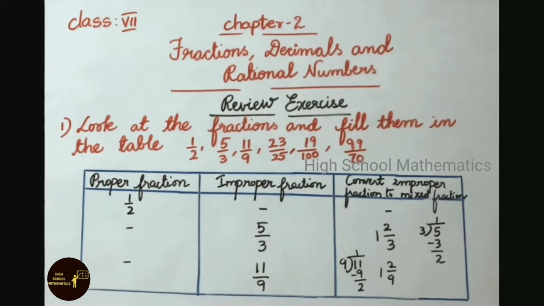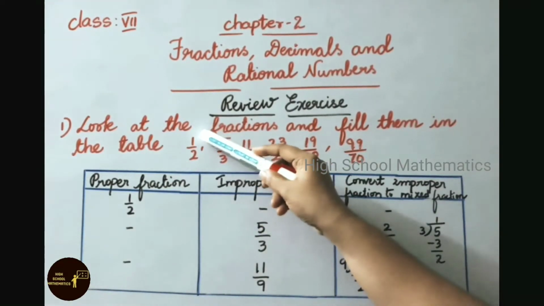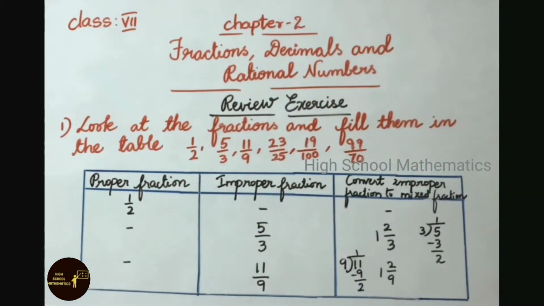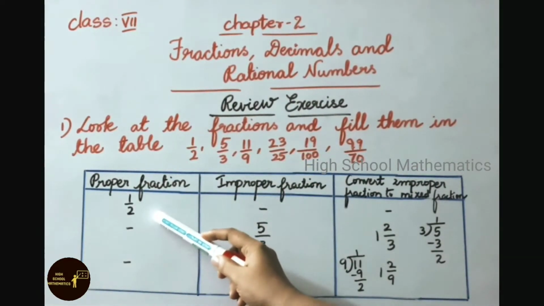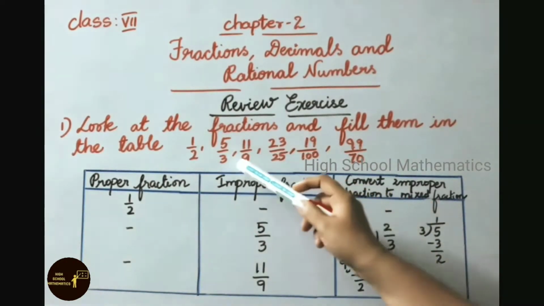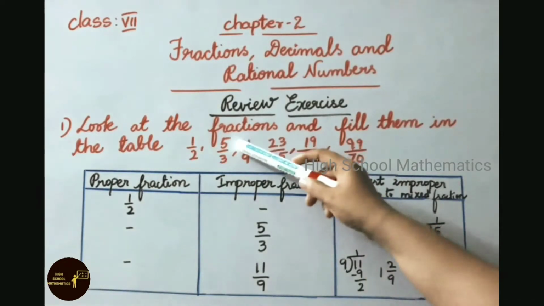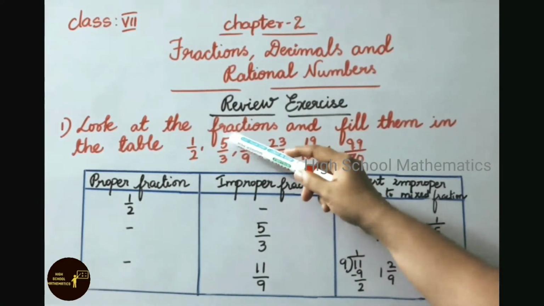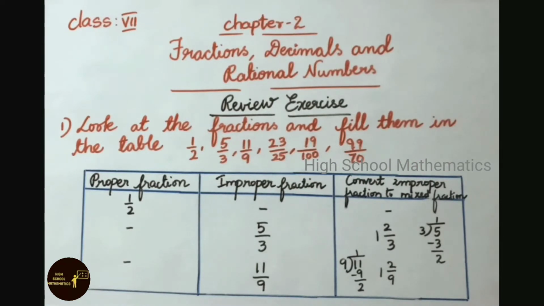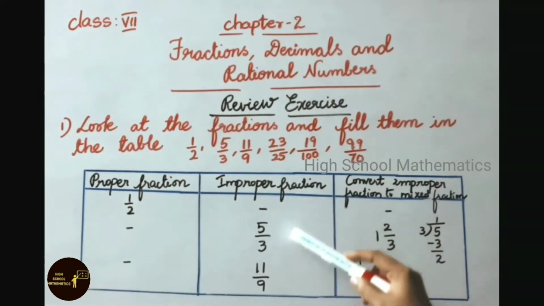A fraction in which the numerator is less than the denominator is called a proper fraction. See 1 by 2, here the numerator 1 is less than the denominator, so it is a proper fraction. So we have written it under proper fraction. Now the second fraction, 5 by 3. First let us see what an improper fraction is. A fraction in which the numerator is greater than or equal to the denominator is called an improper fraction. Here in the fraction 5 by 3, the numerator 5 is greater than the denominator, so it is an improper fraction. So we have written it under improper fraction.